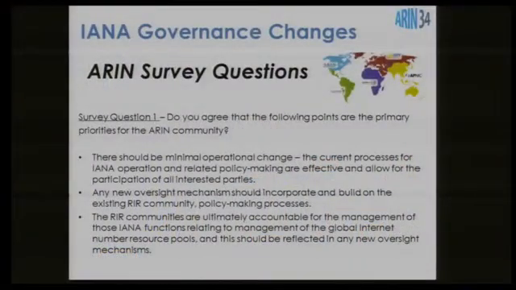Let me talk about the ARIN survey questions. There are 3 of them. And we would normally poll these, and it would be yes, no, or any comments for each of these. So the first question we send to the community is, do you agree with the following points of the primary priorities for the ARIN community with respect to the IANA stewardship transition planning? There should be minimal operational change. The current processes for the IANA operation and related policymaking are effective and allow the participation of all interested parties. Any new oversight mechanism should incorporate and build upon existing RIR community policymaking processes, and the RIR community is ultimately accountable for the management of those IANA functions related to the management of global internet number resource pools, and this should be reflected in any new oversight mechanisms.